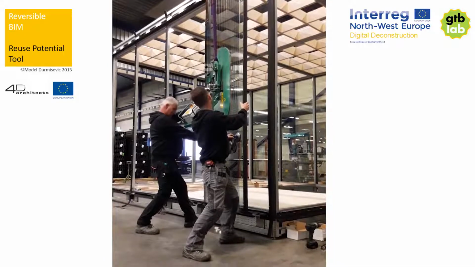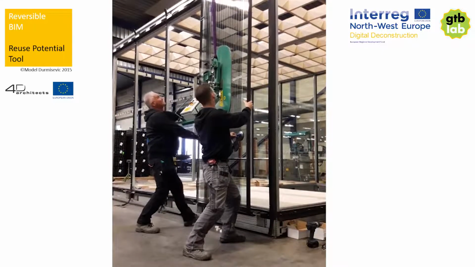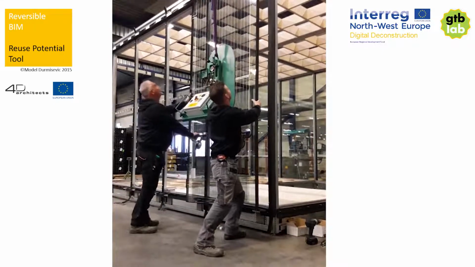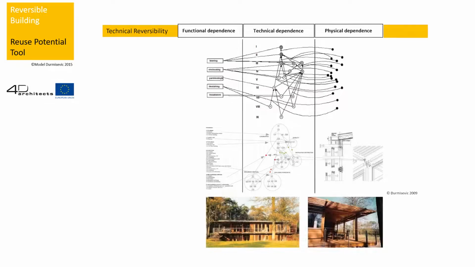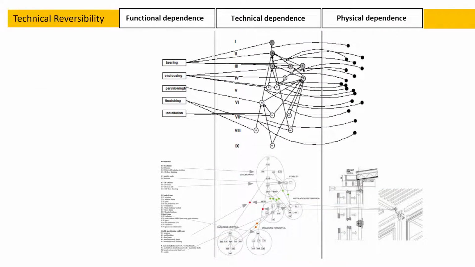In order to do so, the model analyzes relations and dependencies that individual elements have within a building structure. With deconstruction of existing buildings in mind, reuse potential of materials is mainly determined by their technical and physical dependencies within a building structure. These dependencies reflect their hierarchical position.